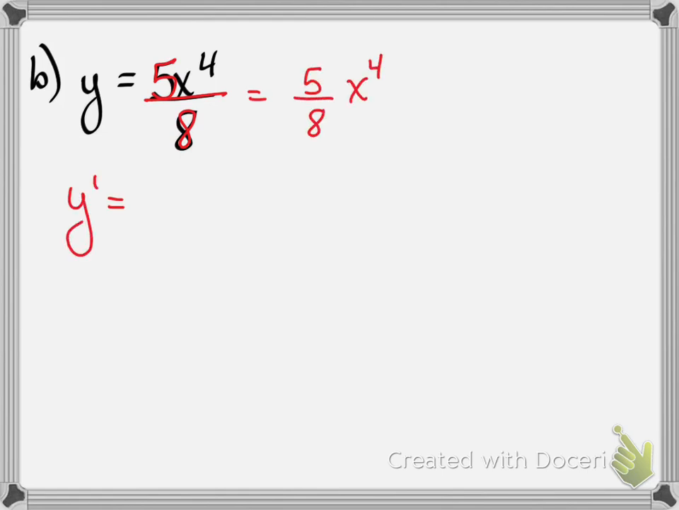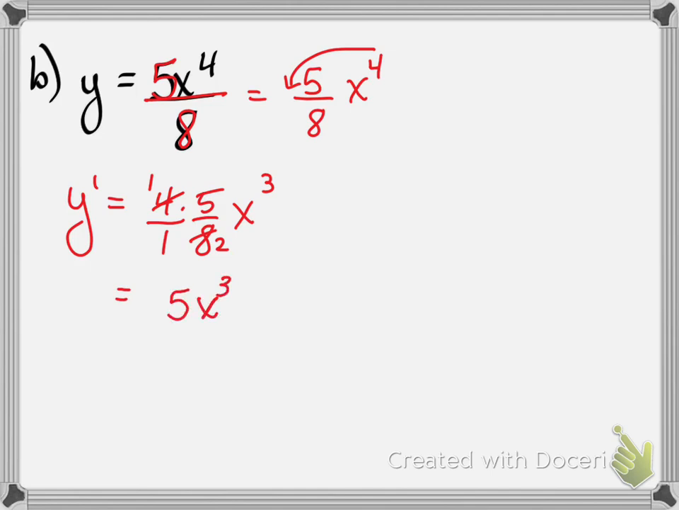So when we do our derivative, it's 4 times the 5/8, which you just write, and then x to the 1 less. I'm going to reduce the 4 and the 8 by 4s. Take 4 out of everybody. And I'll get 5x to the 3rd over 2. C part.